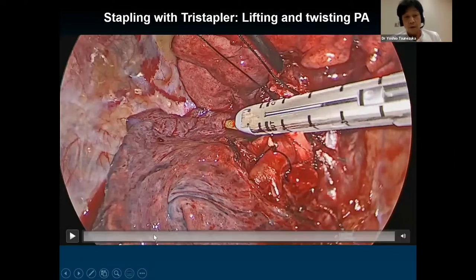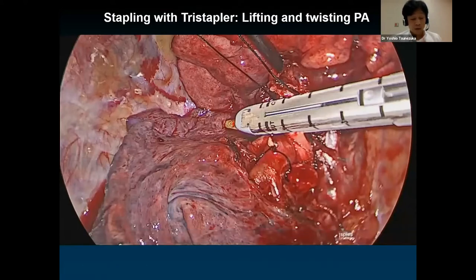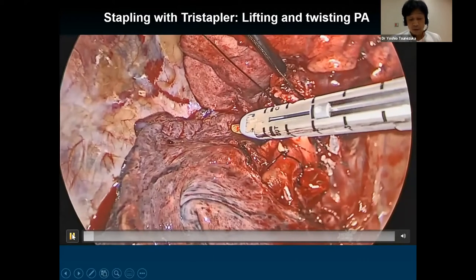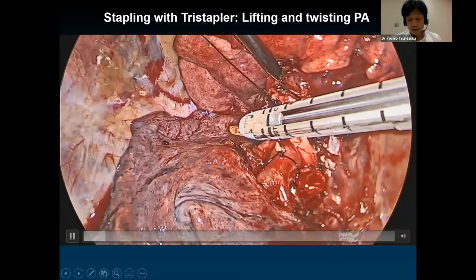This video is stapling with a Tri-Staple, lifting and twisting the PA. We have experienced the same in some cases of oozing and bleeding. This video demonstrates resection of the right lower pulmonary artery with a Signia Tri-Staple gray cartridge. We can see the pulmonary artery is lifted and twisted.